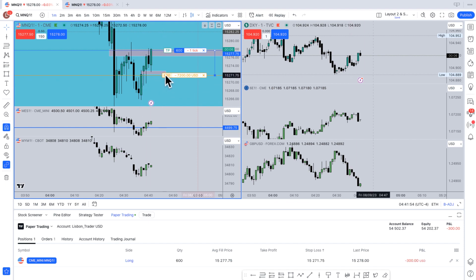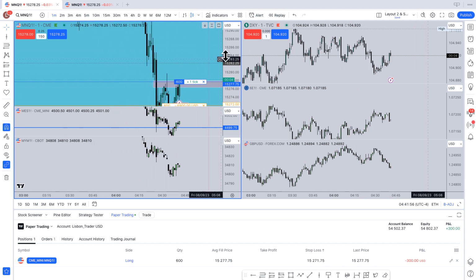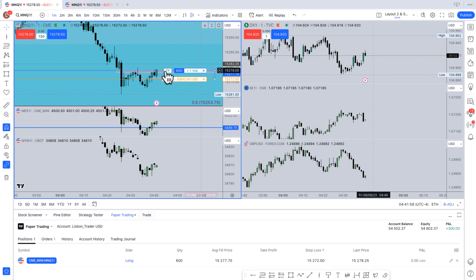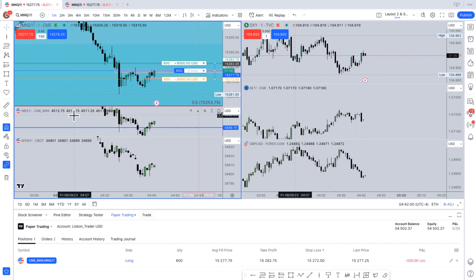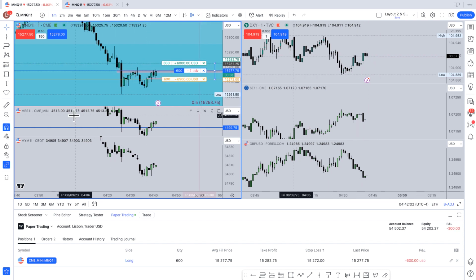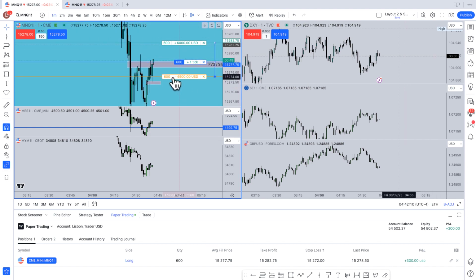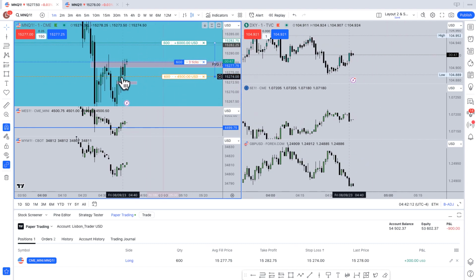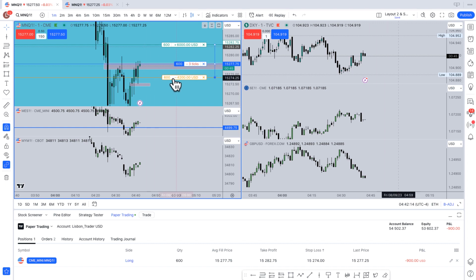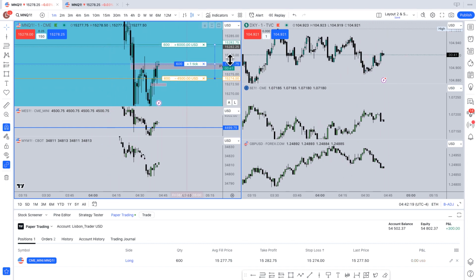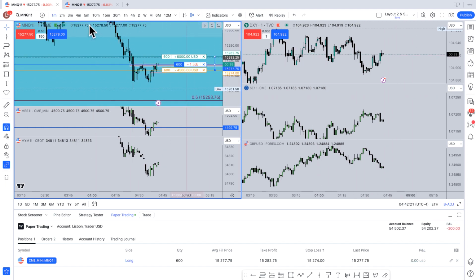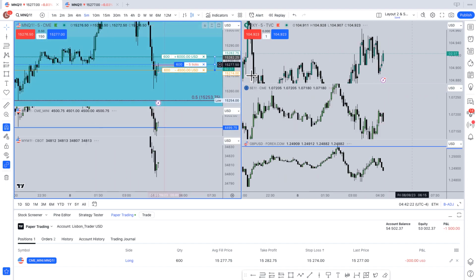Stop goes below this volume imbalance and here. Stop now is at below the order block. What do we have as an upside?